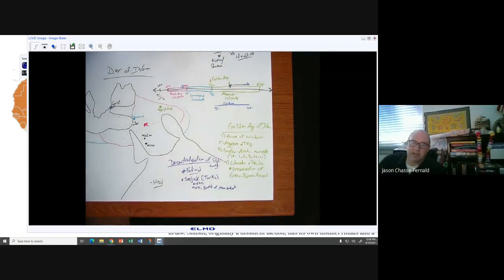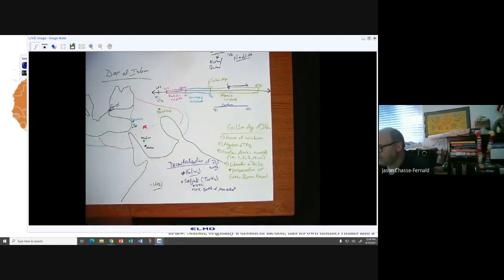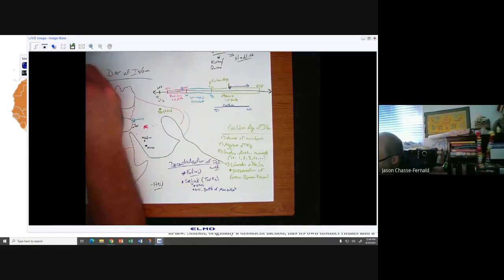All right, so Dar al-Islam remains unified culturally under the Abbasid Caliphate. However, politically, we're seeing a fragmentation beginning around the 900s and into the early 1000s, right? And it will stay like that. While we're talking about this, there's also another sub-thing going on here called the Crusades.